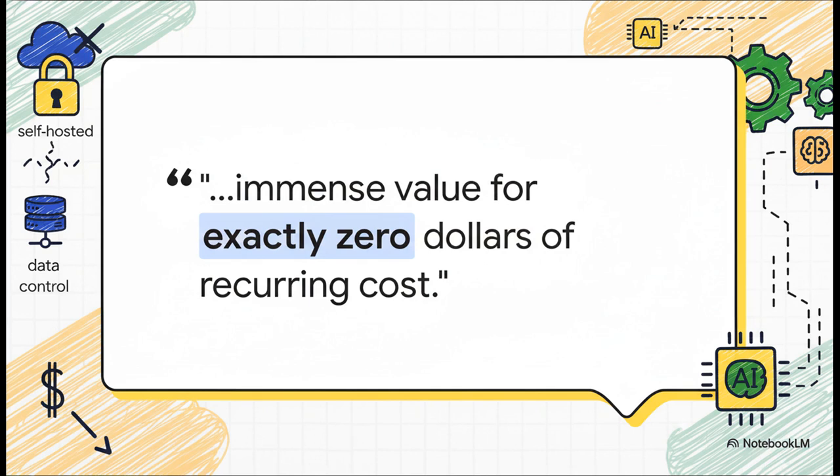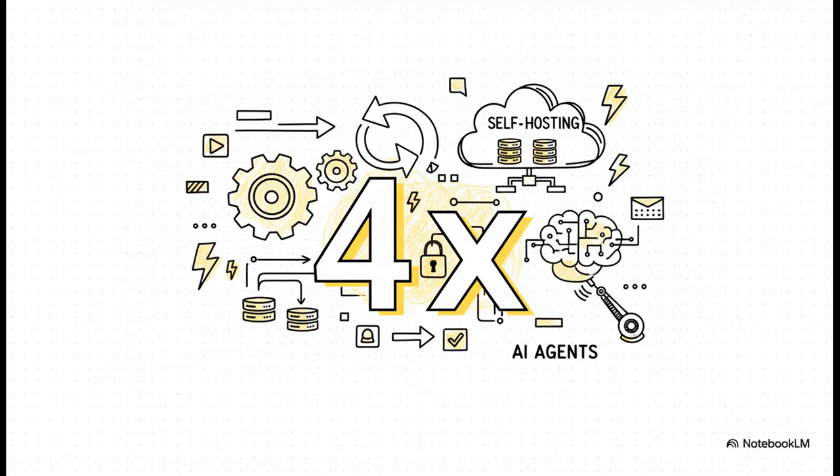A developer named Anthony Sadashian summed it up beautifully. He said you get immense value for exactly $0 of recurring cost. Think about that. When you remove the software license fees from the equation, you're just left with pure, unadulterated value. It completely flips the cost model on its head. So just how much of a difference does it make?